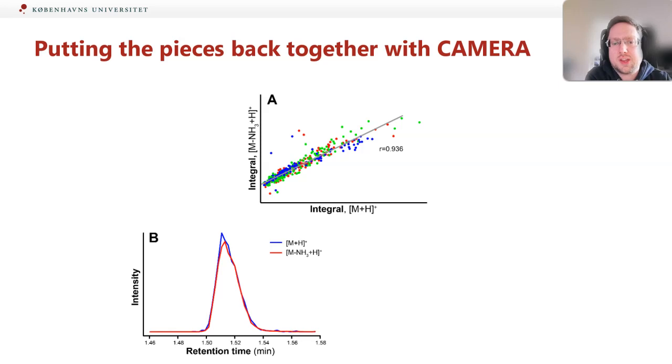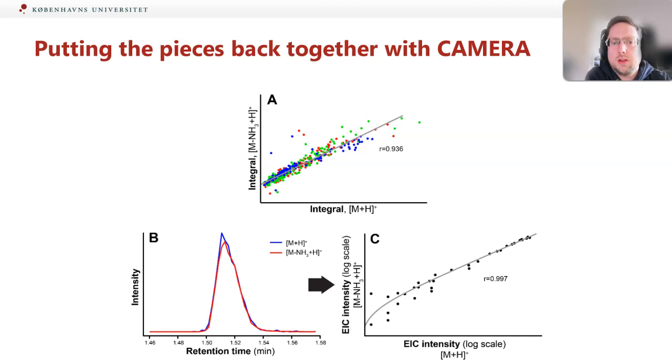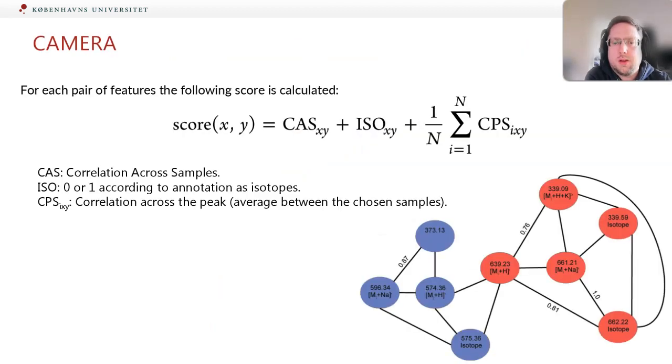To check if two features are really co-eluting, we can also look at the raw data more closely. If they are co-eluting, the peaks will overlap. But to compute if they are overlapping, we take the intensity at each scan and plot against each other. Again, if they are co-eluting, this data will correlate. We then combine these correlation coefficients into a score, build a network with things that correlate connected, and we can then see which features belong together.